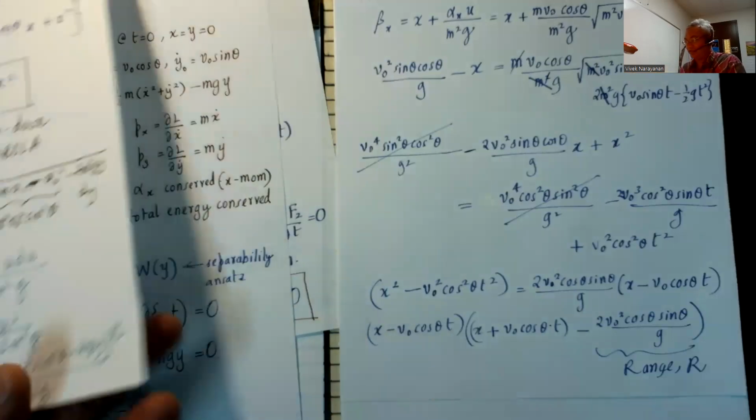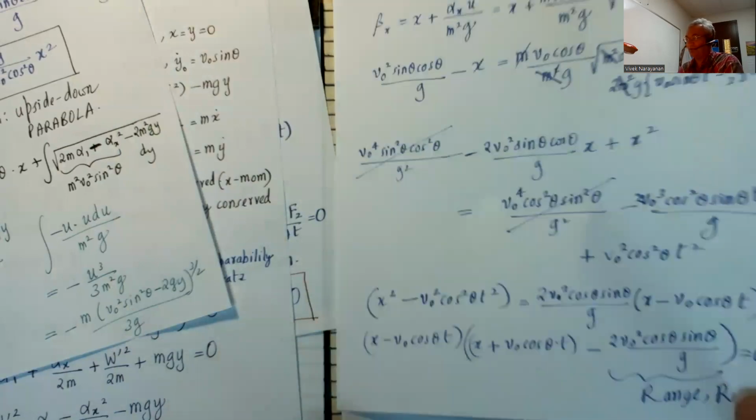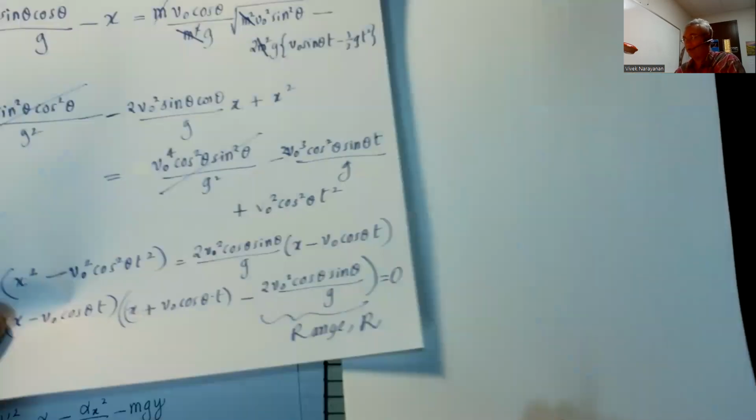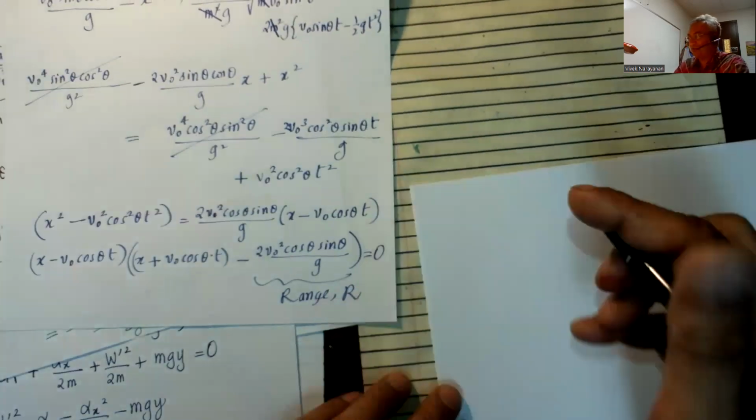And all this is equal to 0 because we have factored everything on the left side. So we brought everything to the left side. What is this telling us? It's telling us that this equation has two solutions.